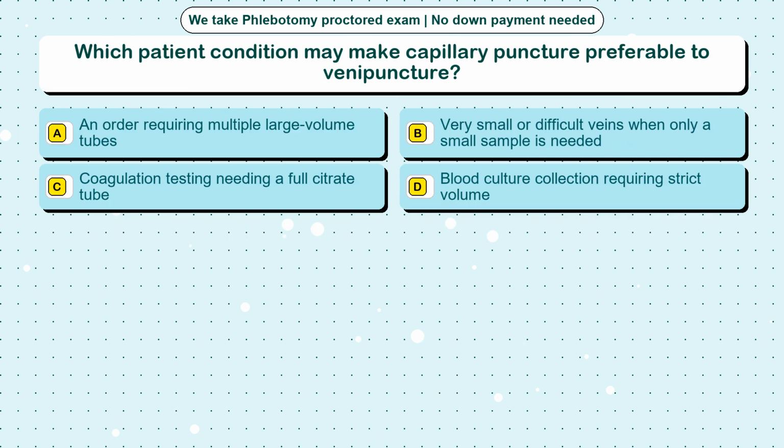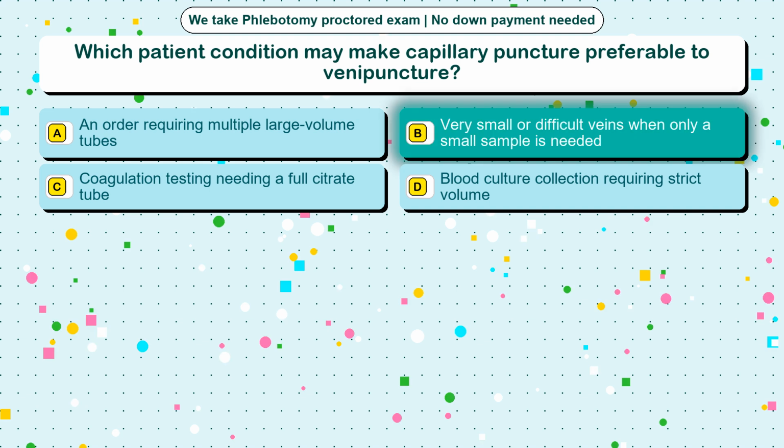Question 54. Which patient condition may make capillary puncture preferable to venipuncture? Option A. An order requiring multiple large volume tubes. Option B. Very small or difficult veins when only a small sample is needed. Option C. Coagulation testing needing a full citrate tube. Option D. A blood culture collection requiring strict volume.